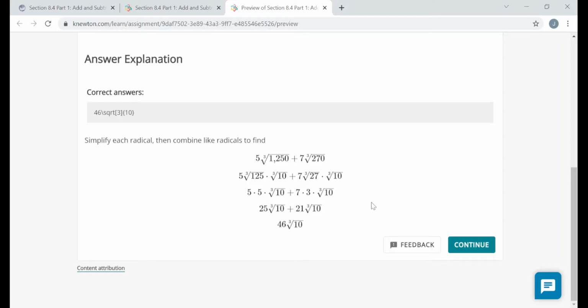Now, if you got it wrong, definitely read the answer explanations, right? Try to figure out where you went wrong, why you were wrong, and see if you can learn from your mistakes for future questions. Alright, so let's continue on.